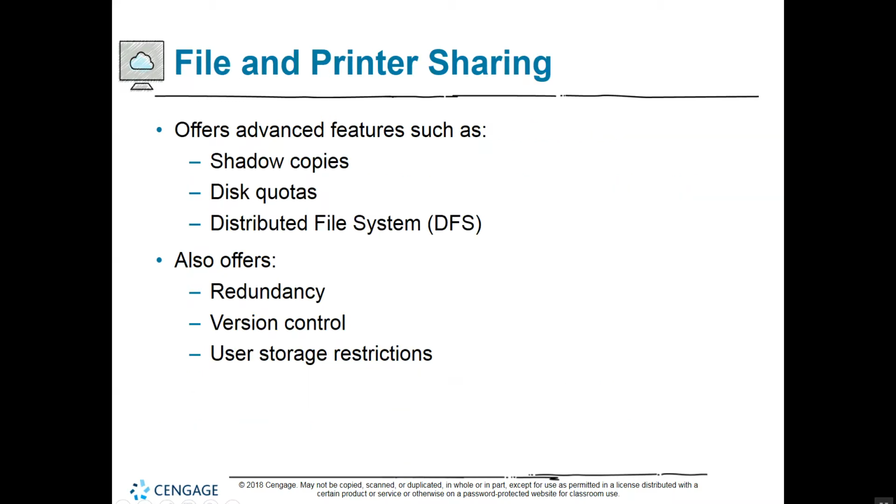So when it comes to file and print sharing, or file and printer sharing, it gives us advanced features such as shadow copies, disk quotas, and distributed file system. We also get redundancy, version control, and user storage restrictions.